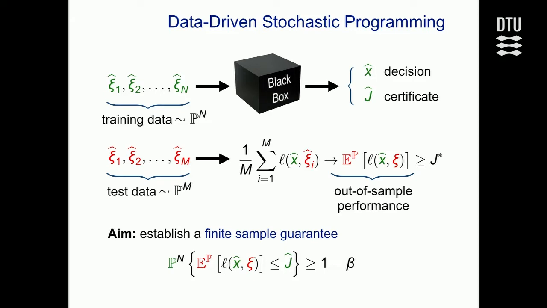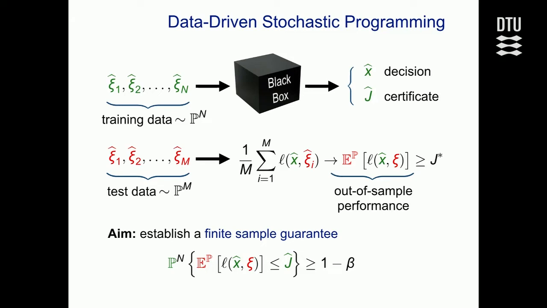So the m here is the number of test samples, and of course if the number m of test samples tends to infinity, then you have here an average of IID random variables, and this will converge to the expected value, okay? So if you have an infinite amount of test samples, that would be an ideal case, this quantity here would converge to the true expected loss of your decision X hat.